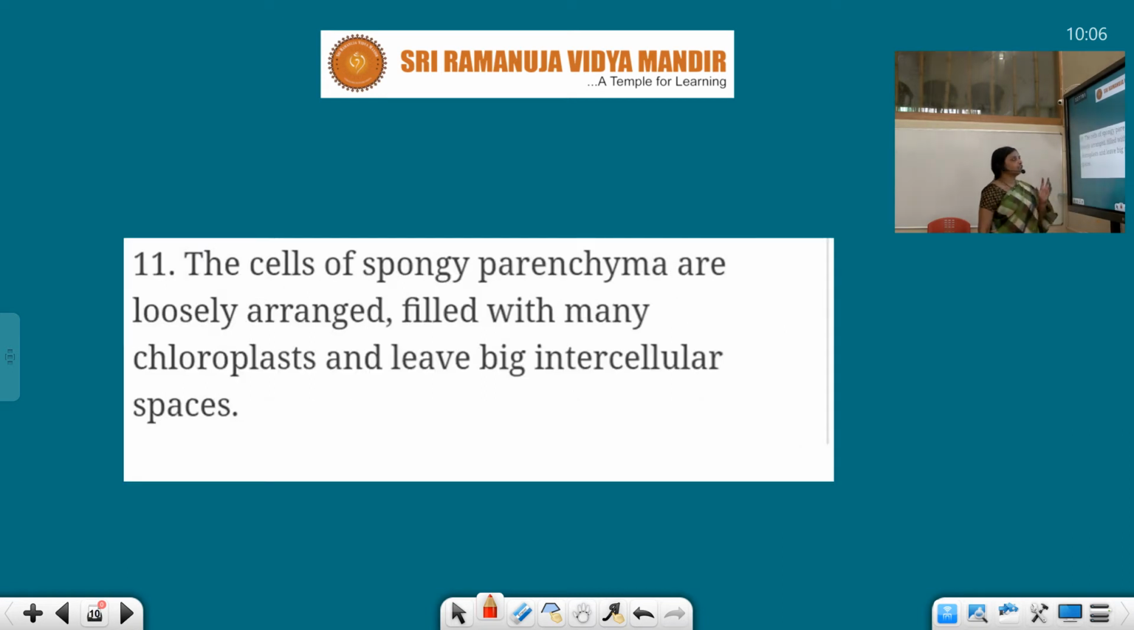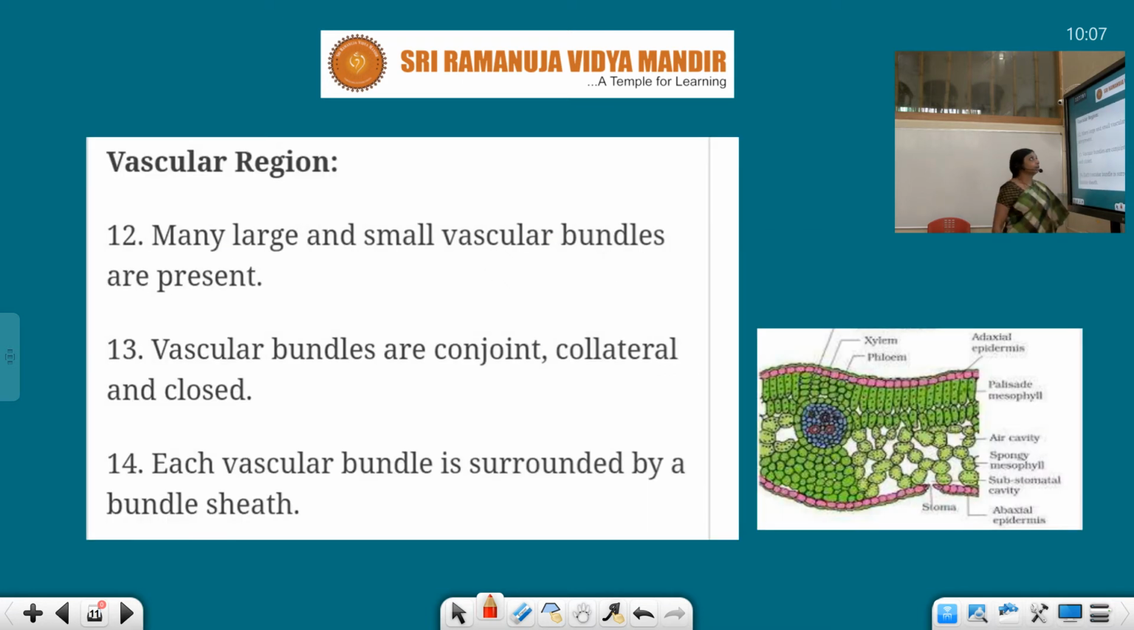Next, the cells of spongy parenchyma are loosely arranged, filled with many chloroplasts, and leave big intercellular spaces. So chloroplast is present comparatively less, but it has large intercellular spaces. And in the vascular region, we can observe many large and small vascular bundles. The size of the vascular bundles varies.